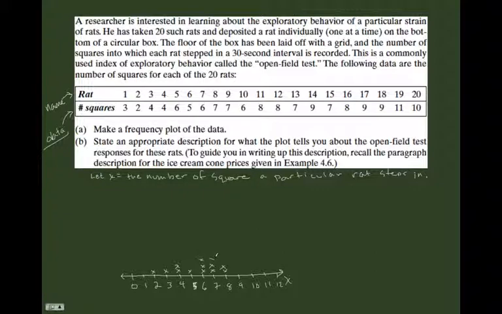Rat 13 stepped on 7. Rat 14 stepped on 9. Rat 15 stepped on 7. Rat 16 stepped on 8. Rat 17 stepped on 9, so did 18. Rat 19 stepped on 11, and rat 20 stepped on 10. So this would be the appropriate frequency plot for this particular data set.